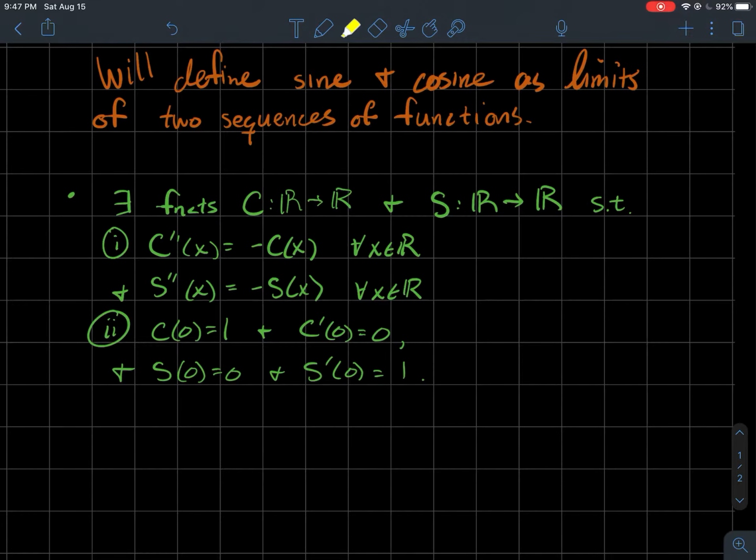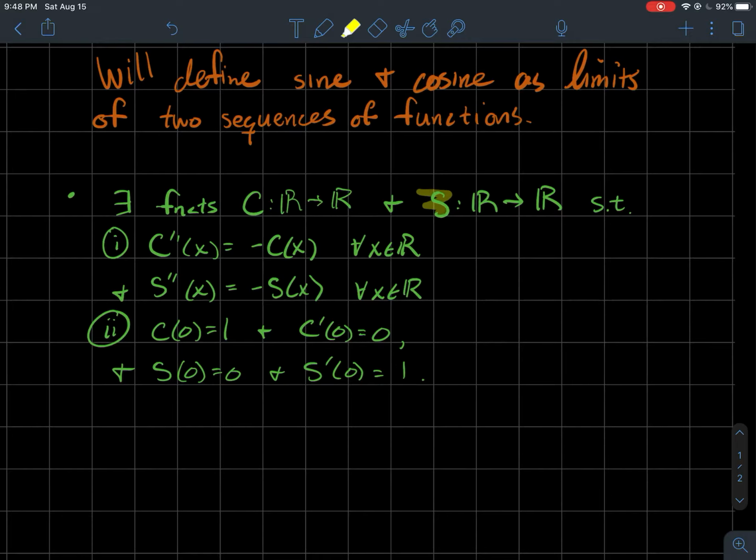Now you probably guessed c is what cosine is going to end up being. And if you think about what you know from, say, calculus, you take for granted that if I take the derivative of cosine, it's minus sine. If I differentiate again, you get minus cosine. So this relationship here is satisfied.